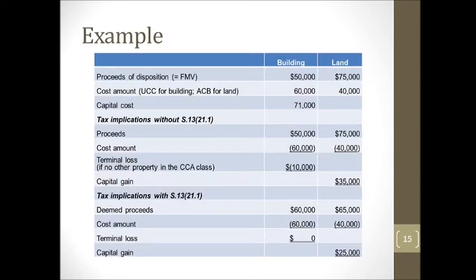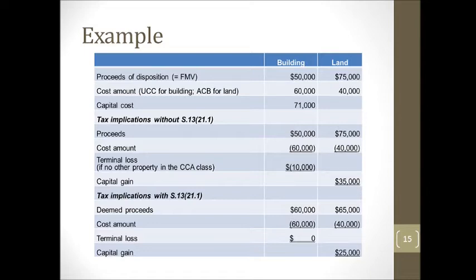Moving on to the next slide, here is an example of this rule. Pause the lecture at any point to review the facts before continuing on with this example. Looking at the example here, if there were no special rules in place, there was no subsection 13(21.1) in place, what we see here is that there would be a terminal loss of $10,000 on the building and a capital gain of $35,000 on the land, of which only 50% is taxable.